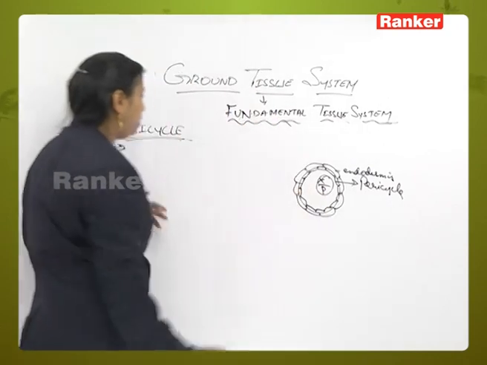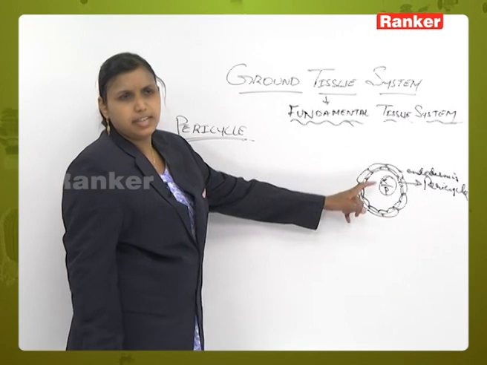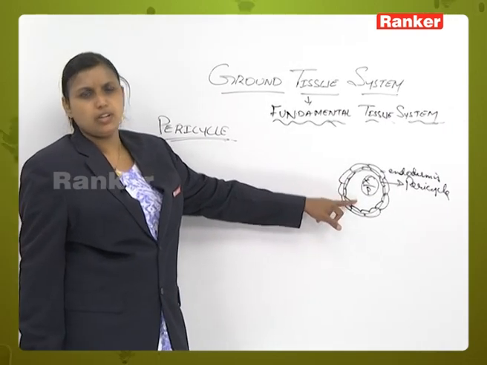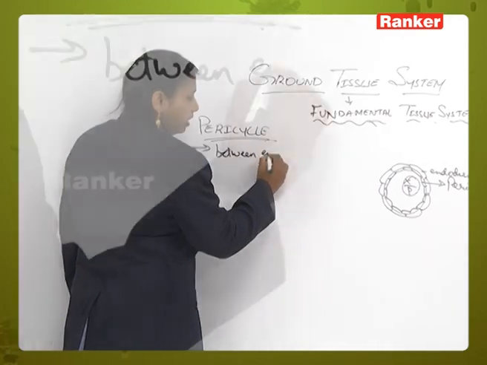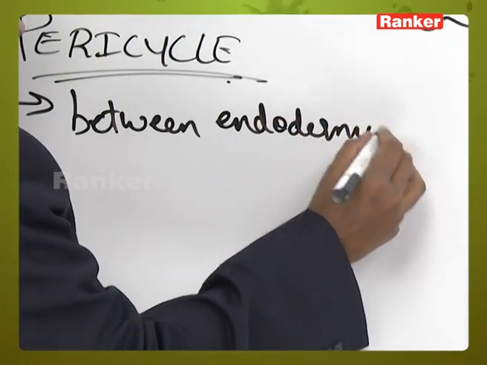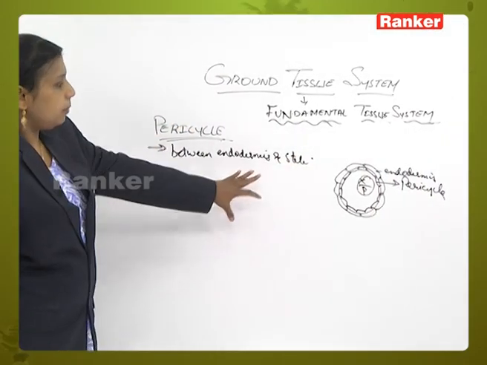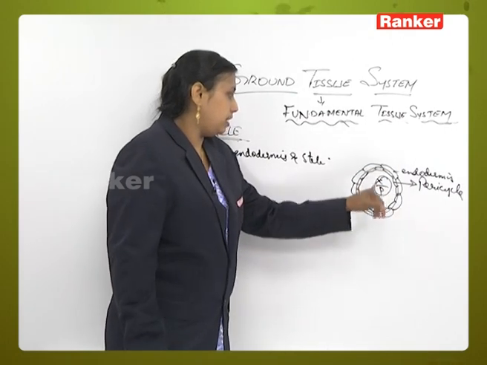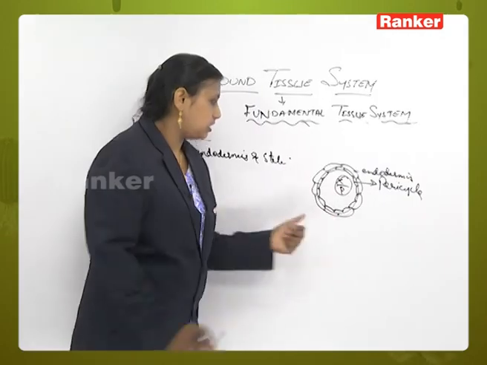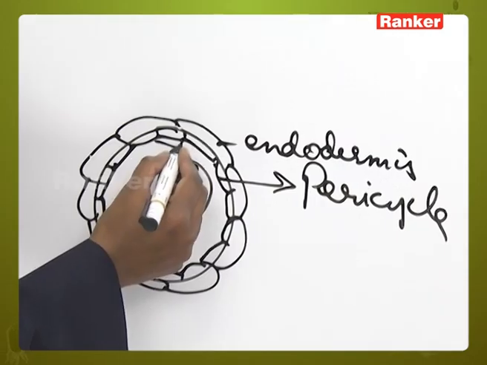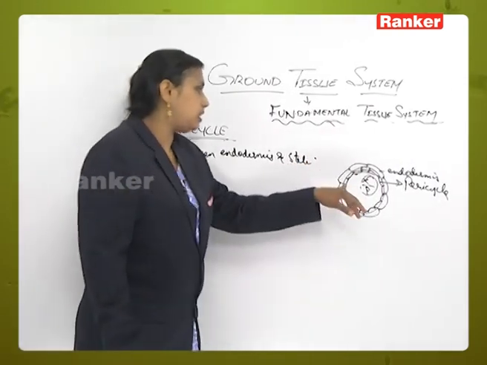The layer in between the endodermis and the stele is called the pericycle. It is a layer of one or more cells in thickness. It may be one layer thick, or you may have one or two layers of thickness present between the endodermis and the stele.